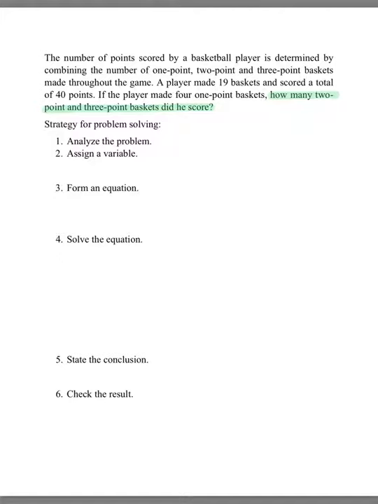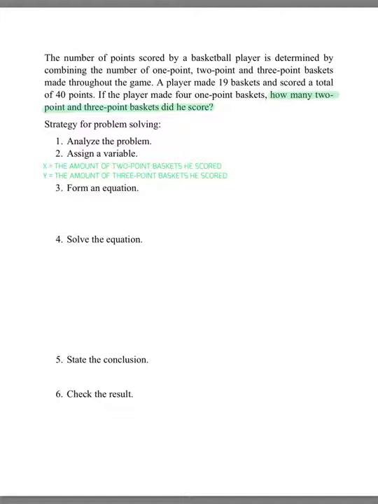For this problem, we'll go ahead and use the variables x and y, and we'll let them represent the following. So x will represent the amount of 2-point baskets he scored, and y will represent the amount of 3-point baskets he scored. So now that we've finished assigning a variable and taking care of step 2, let us go back to step 1 and continue analyzing the problem.